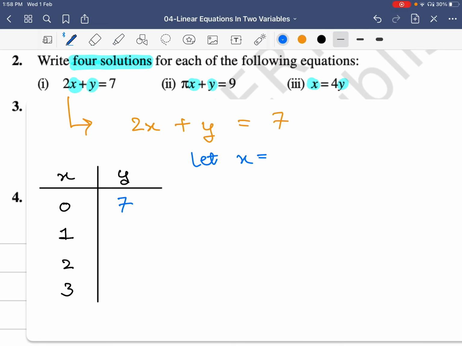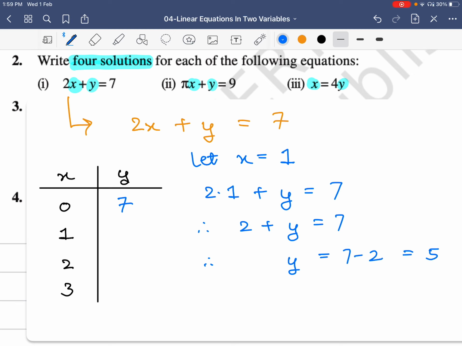Now let's erase this. Now let's take x equal to 1. For x equal to 1, we'll have 2 into 1 plus y equal to 7. Therefore we get 2 plus y equal to 7, and therefore y will be equal to 7 minus 2, which will be equal to 5. So for x equal to 1, the corresponding value of y has to be 5.